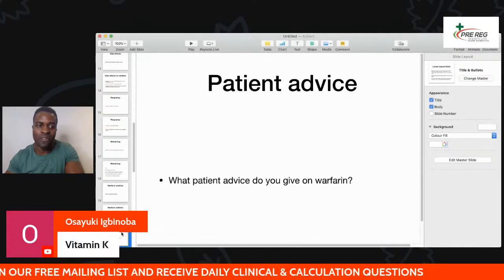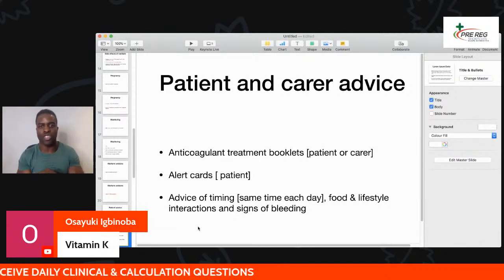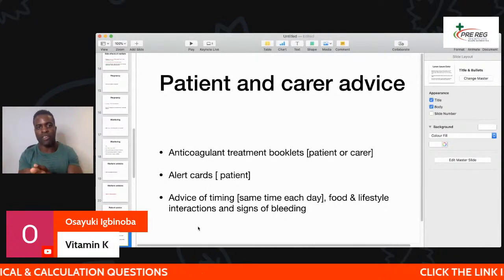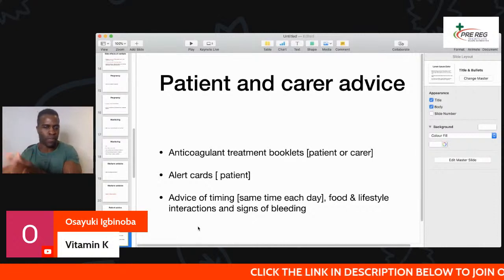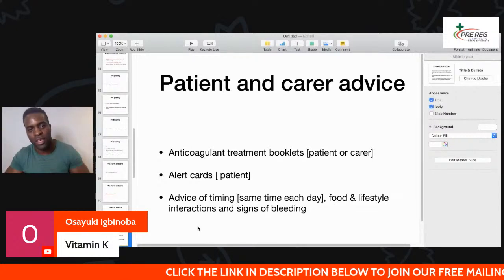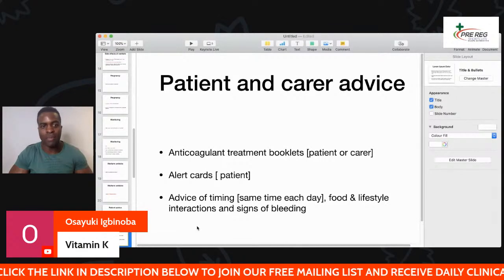So there's quite a few things to tell the patient, but I'm just going to give you some of the key ones. First of all, you need to have a treatment booklet. You can give that to the patient or carer. Patients need to carry alert cards with them just in case anything happens, like they had an accident or something. People need to know that they're taking warfarin, so they need to carry that card with them at all times.